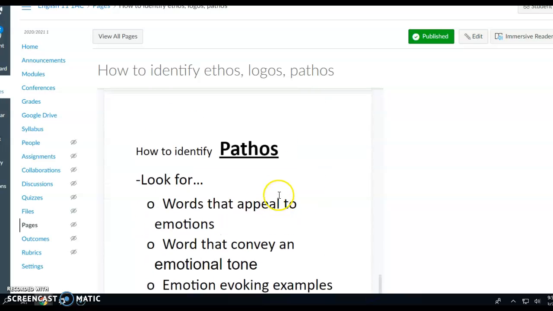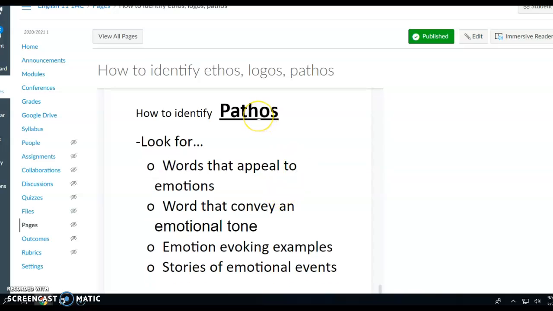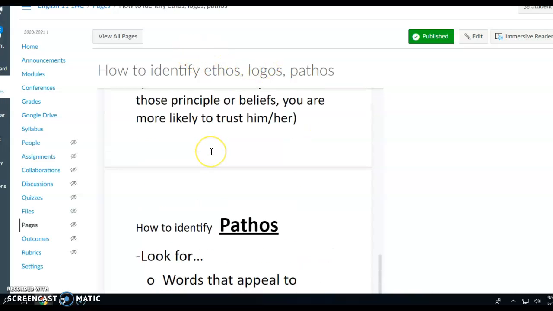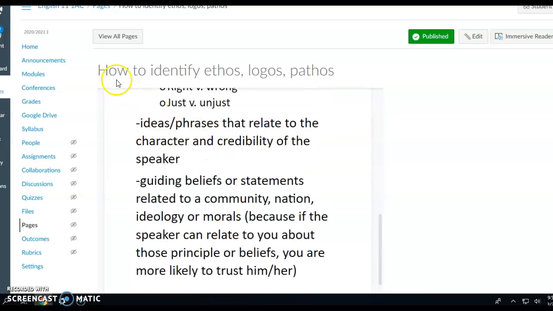And then finally, pathos. Remember, P-A-T-H comes from the word empathy. So it's anything the author or speaker is saying to try to get you to have empathy for them. So it's things that are evoking emotional responses from you. So look for words that appeal to emotions, convey an emotional tone, emotionally evoking examples, or stories of personal events. And again, those might be personal, so that might connect to that credibility, all that gray area.